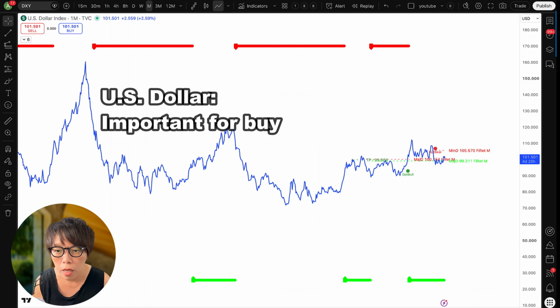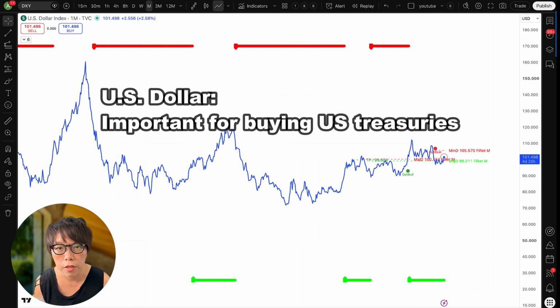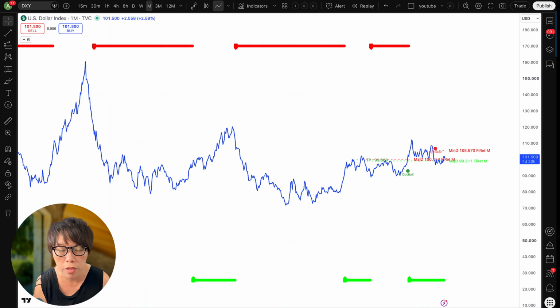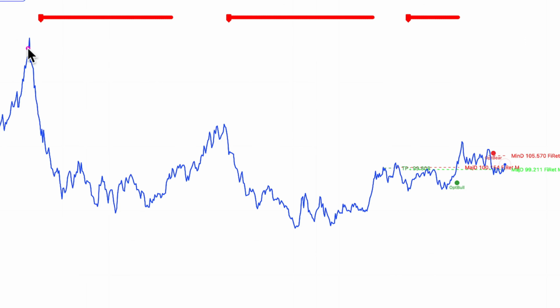Especially with the US dollar, it's important because, for example, when buying US treasuries, you don't just buy US treasuries and hold them for months, you hold them for years. So let's take a look at the trend of the US dollar. It was down, then it went up, and then it's down.